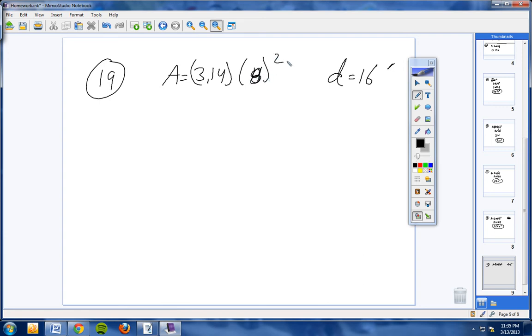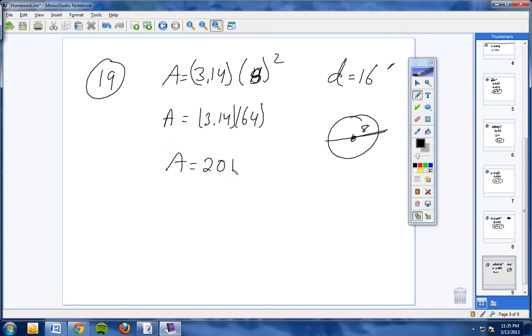Because think about it. If your diameter is 16 all the way across the whole circle, then half of 16 is 8. So your radius is 8. So where r is, I'm going to substitute 8. And now I have 3.14 times 64, because 8 squared is 64. And if you multiply those together and round to the nearest whole number, you will get 201 square feet.